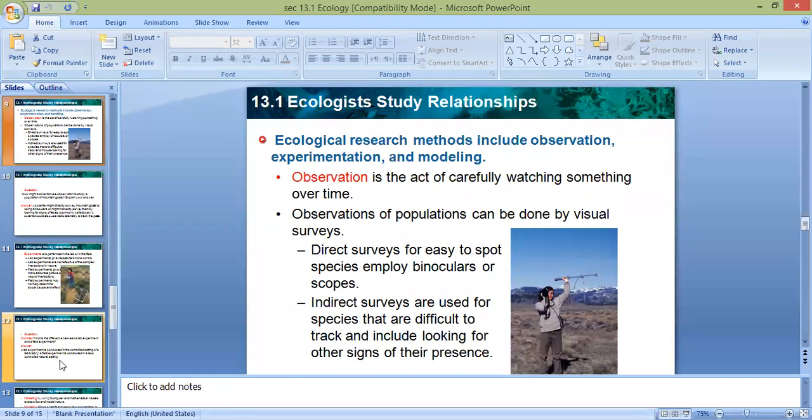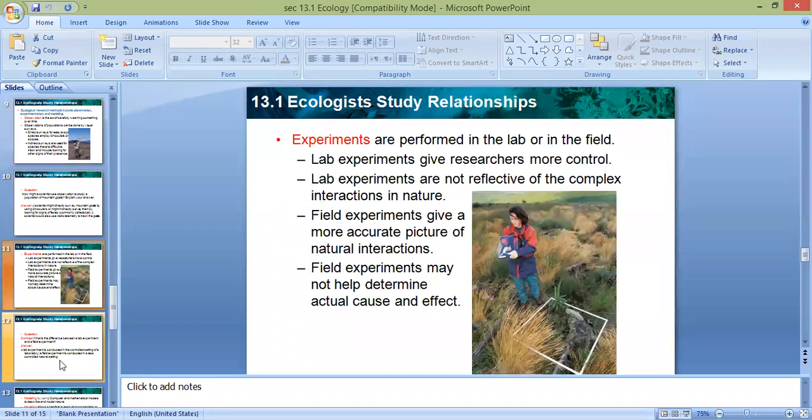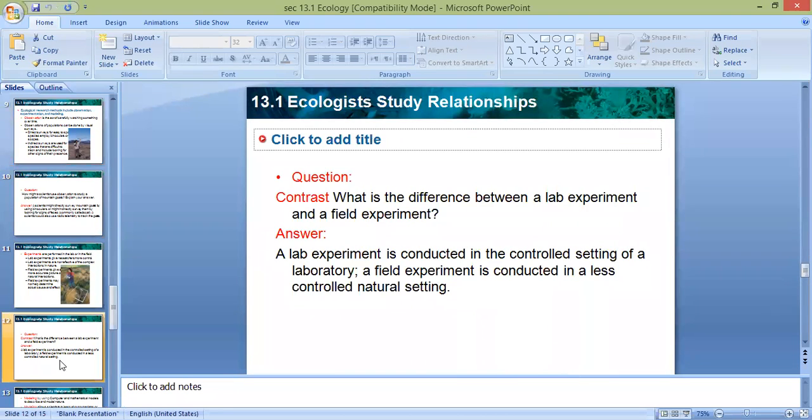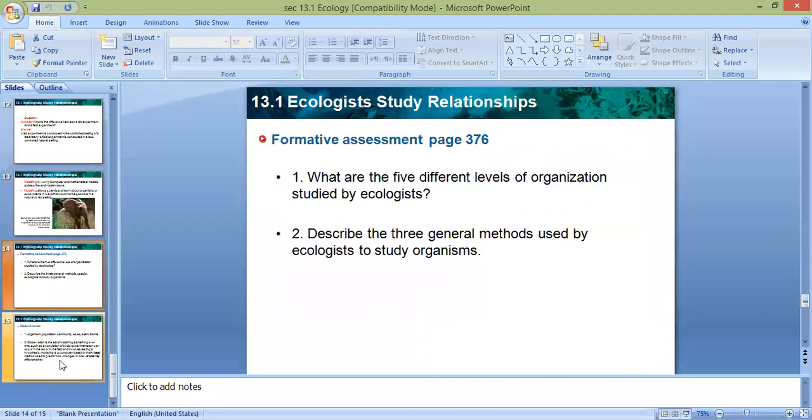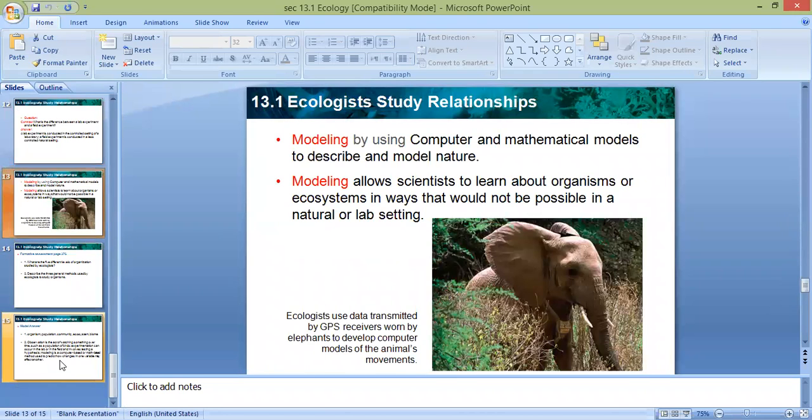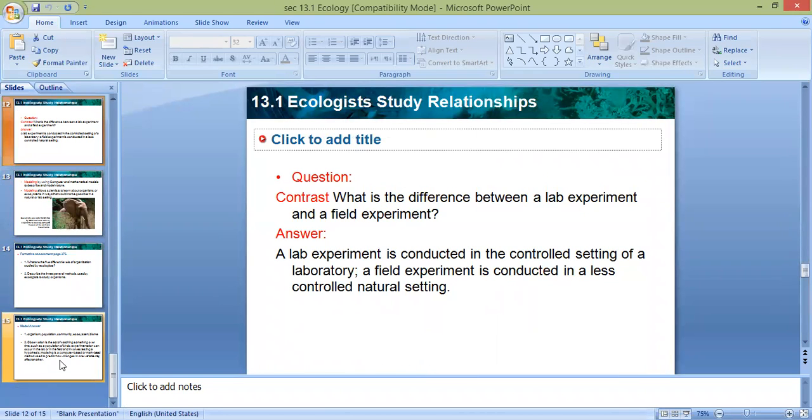And of course, they use different methods. They use observation, they use experiment, and they use modeling to study the relationships between organisms.